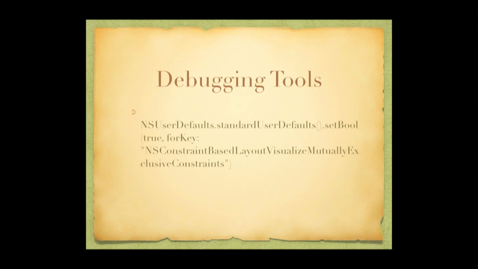That's another very useful debugging tool, which wasn't quite so straightforward to actually find: visualize mutually exclusive constraints. When you turn that on, you look at your window, and it basically says, well, this and that are problematic. This is where your problem lies. And then you can find out where you set them, where the problem comes from, and then it's fairly straightforward to actually fix.